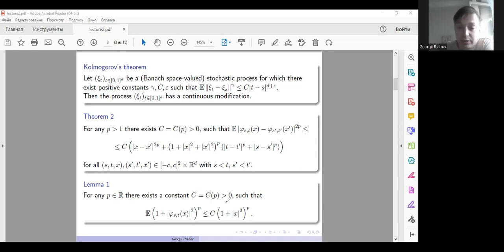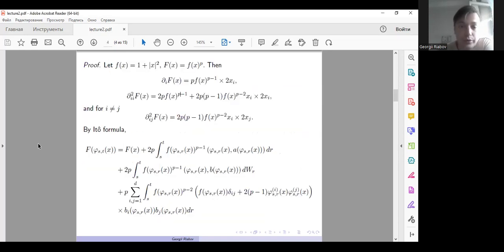The constant depends on p. Also, it depends on this small c, but it will always be the case with such estimates. So we will prove this lemma using the Ito lemma, applied to the function f.